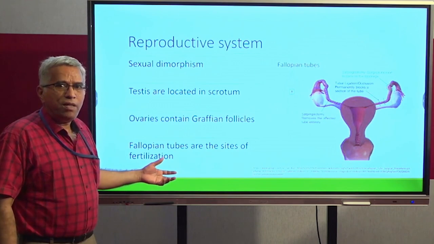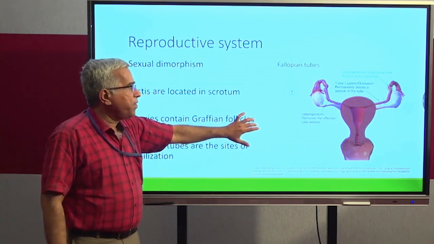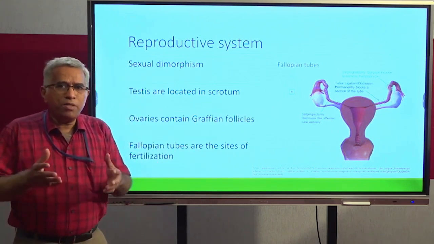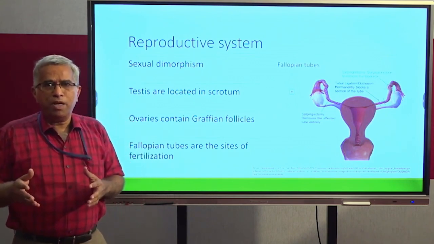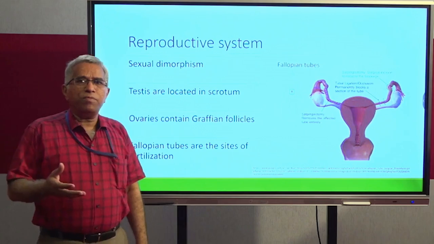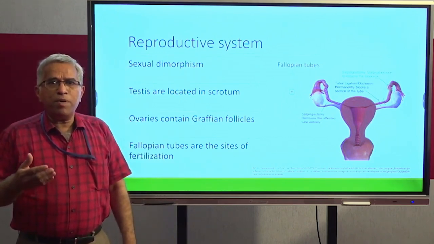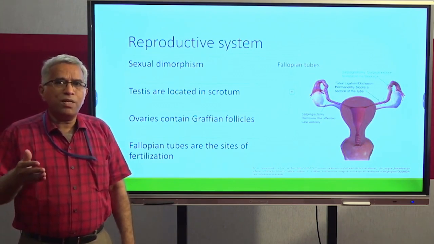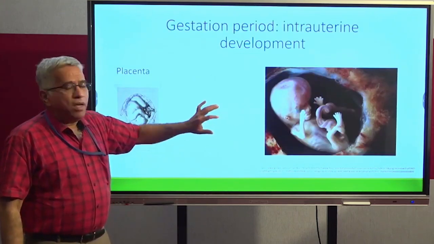So the location of fertilization is nothing but the fallopian tubes. And you also know that the uterus harbors the embryo, the fetus, during intrauterine development. The uterus provides a platform for the development of a baby, and the period required for the development of the baby is called the intrauterine period, also called the gestation period. In human beings, that gestation period is 9 months.